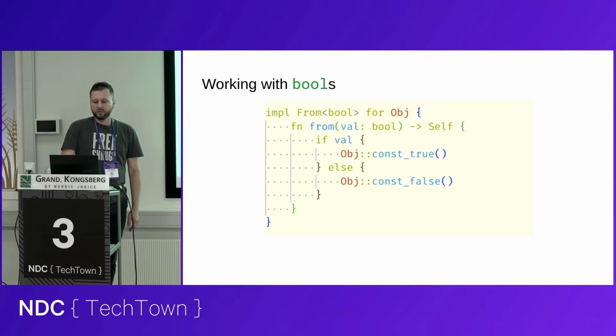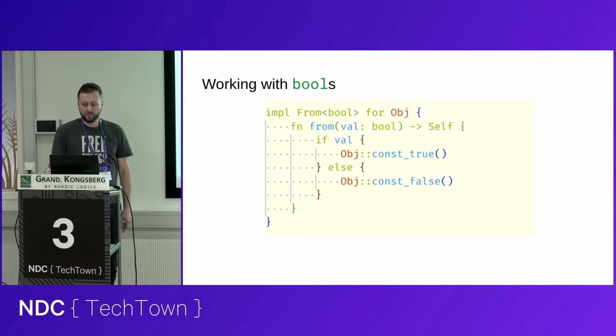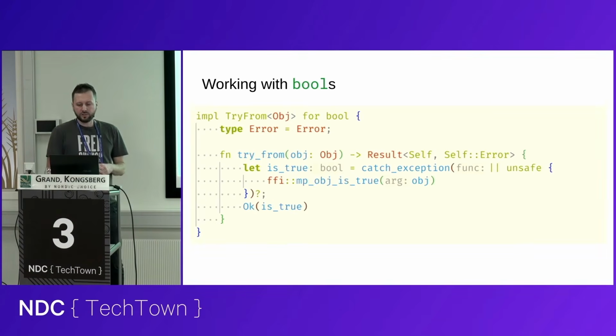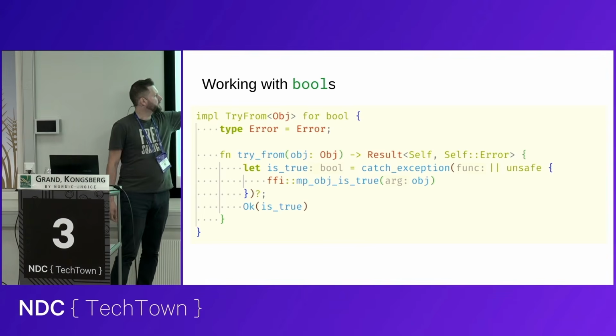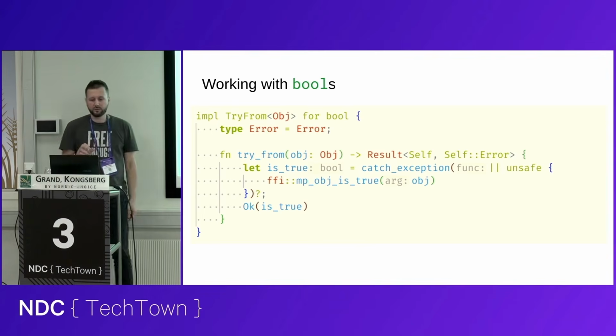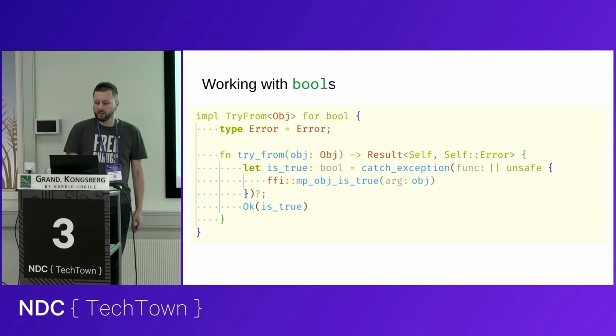Booleans are pretty easy too. It's even a little bit easier because true and false are constants, so we just return one or the other. The other way is a little more complicated because when converting from Python, we're not supposed to look for the constants themselves, but look whether the value is truthy or falsy. So for that, we have a function mp_obj_is_true that returns true or false, and that's basically it.